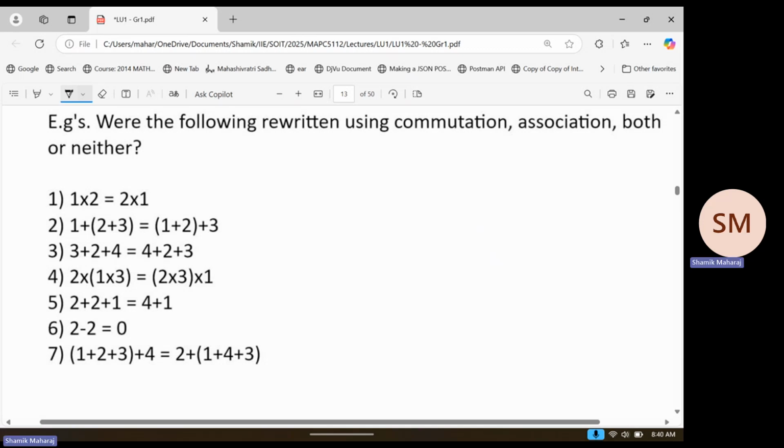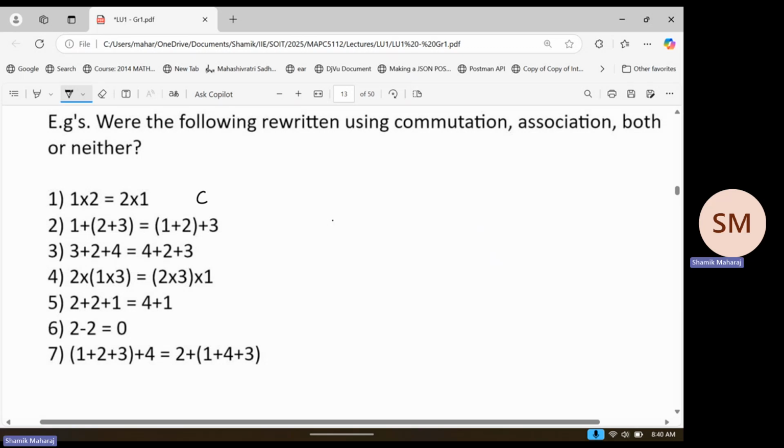What are the other options here? Both. If you think it's both, put your hands up. If you think it's neither, put your hands up. Okay, those are all the options, guys. All right. So the first one is commutation, because all I did is switch the order, right? Nothing else. If you switch only the order, it's commutation.